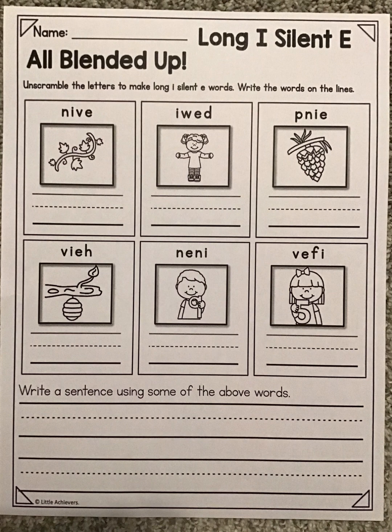Today we are doing something new with our long vowel silent E pattern. The directions say, unscramble the letters to make long I silent E words. Do you notice here how these letters are all out of order? And these as well. All of our words have been scrambled up and we need to be word detectives and put them in the correct order.